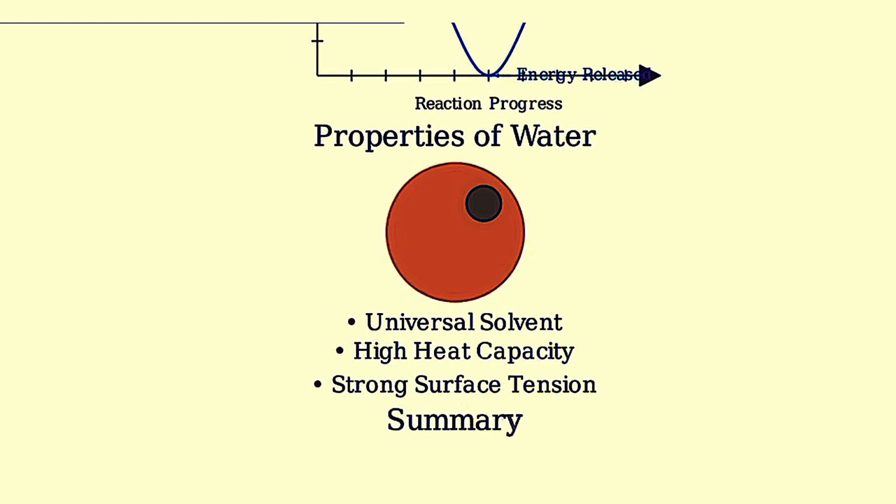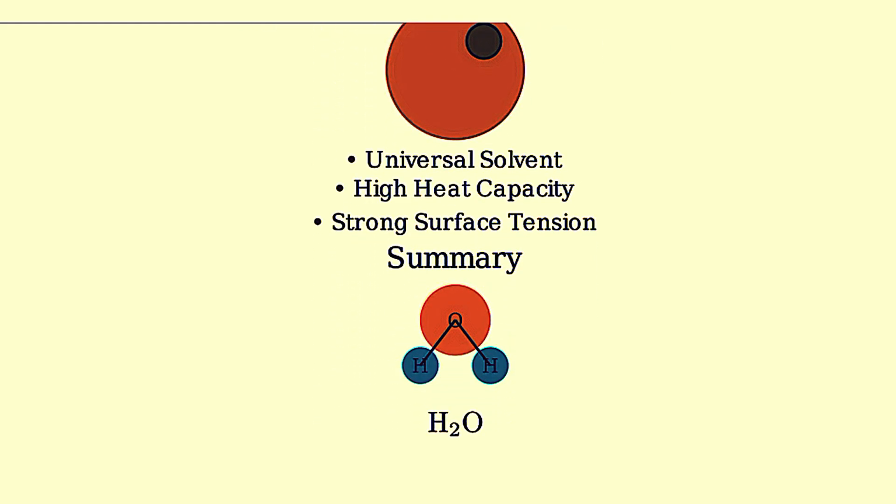To summarize, water forms when 2 hydrogen atoms share electrons with 1 oxygen atom, creating a stable, bent molecule with the formula H2O. This simple molecule has extraordinary properties that make life as we know it possible.